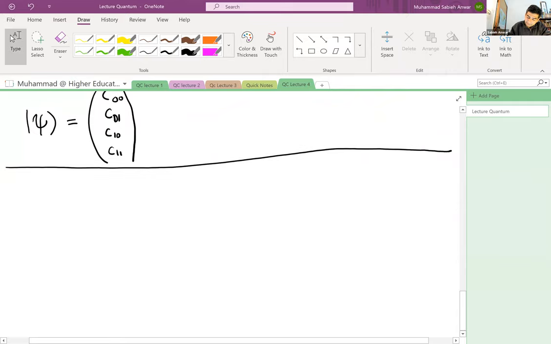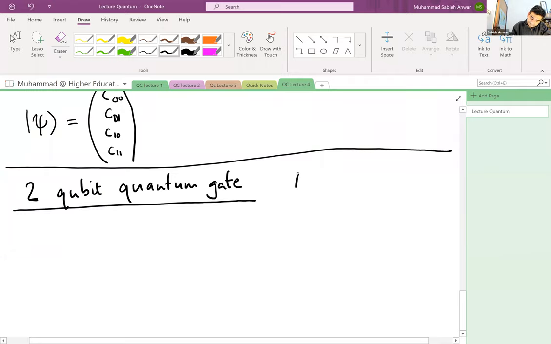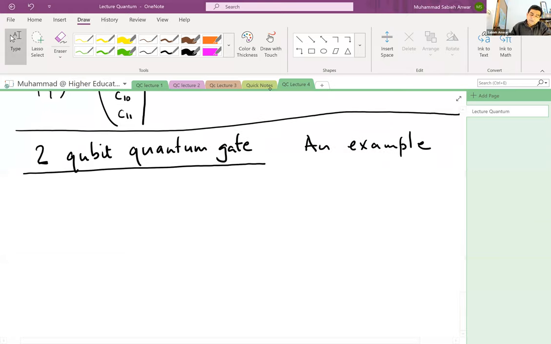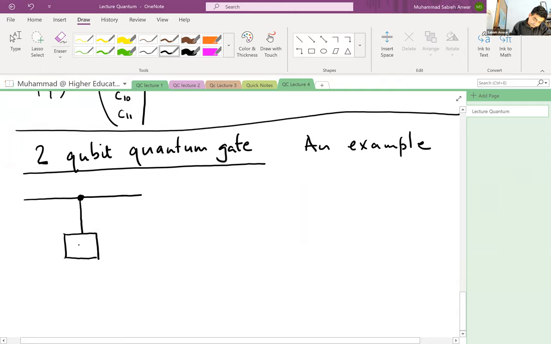Now let me look at a particular 2-qubit quantum gate, an example. Let me first draw the circuit diagram for a 2-qubit quantum gate. I have 1 qubit. Okay. This gate is called a controlled phase gate.